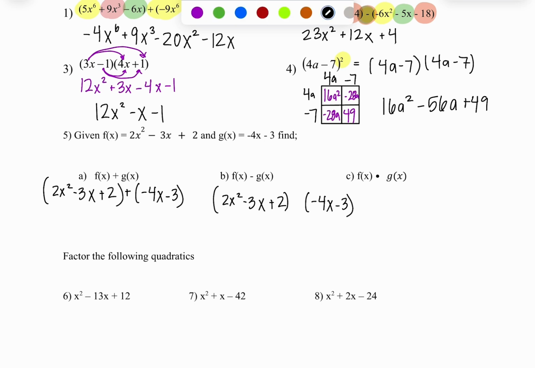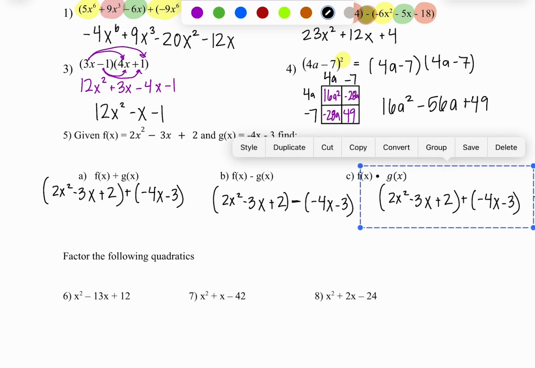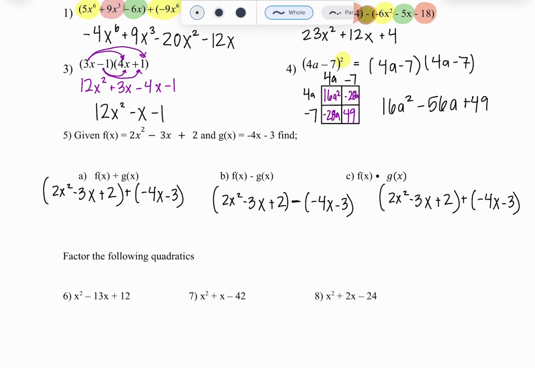So for now, this time we're subtracting. And then on C, this time we're multiplying them together. So just like 3 and 4.